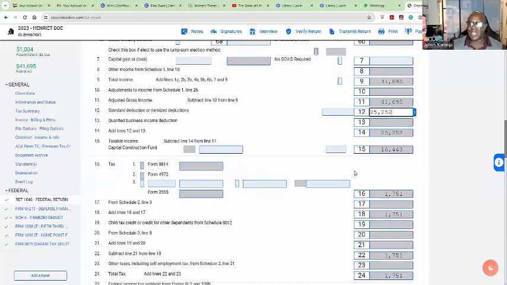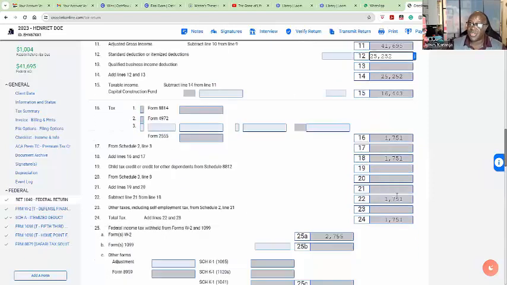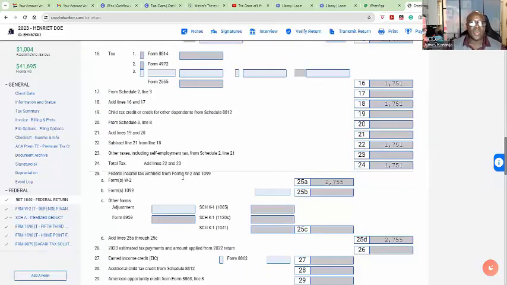Then what happened after that? The taxable income reduced. Now we have 41,695 minus 25,252. The taxable income is now 16,443. And the tax itself is 1,751. So that one has also decreased. And the withholding is the same, which is 2,755.